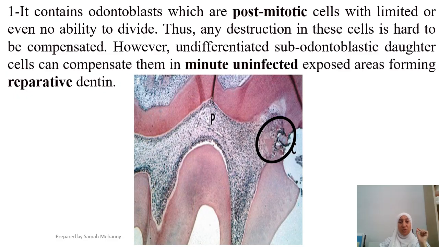Okay, but if we have, as we mentioned, minute uninfected exposure, the reparative dentin could be formed, but not by the odontoblasts, but by the subodontoblastic layer or daughter cells. Again, the most important and crucial cause of the limited regenerative ability of the pulp is that odontoblasts are post-mitotic, couldn't divide anymore.